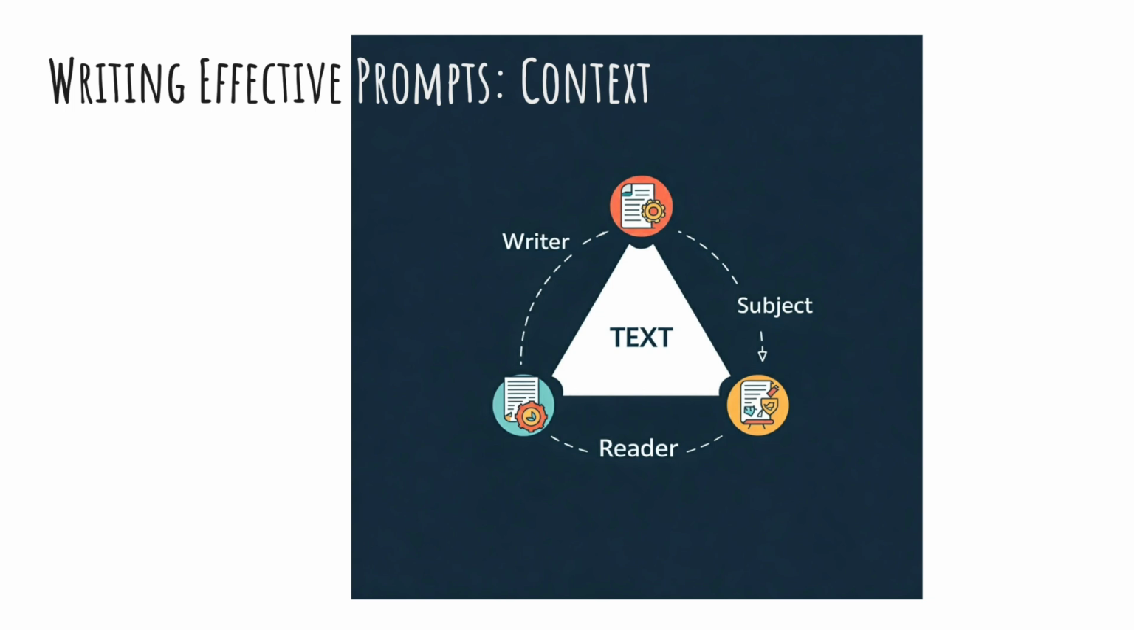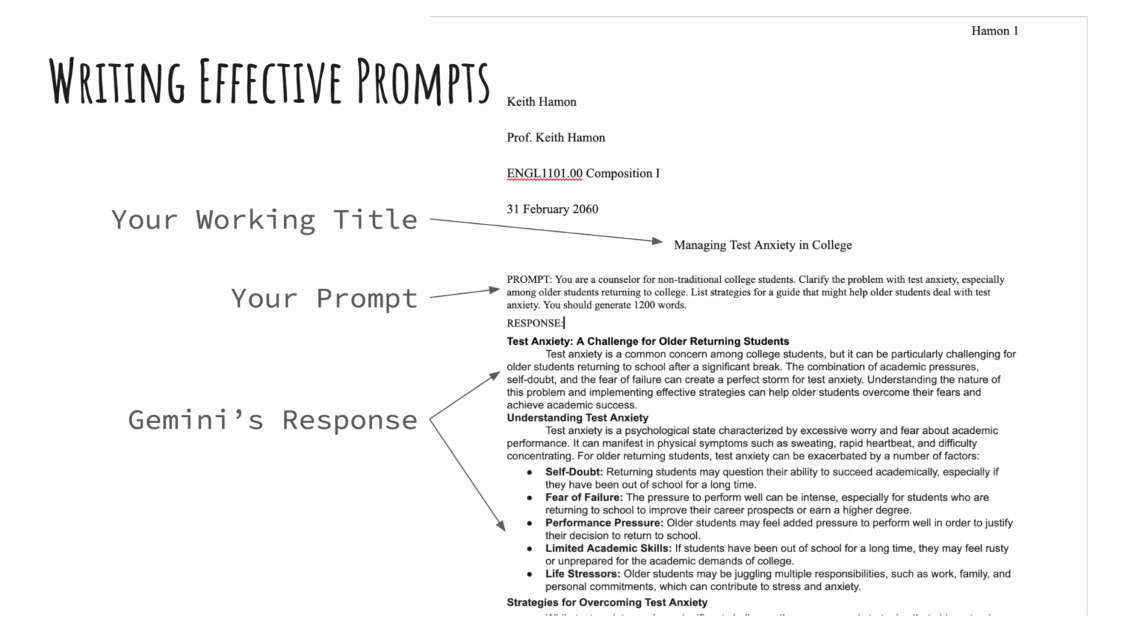This prompt broadly identifies the academic issue that I'm addressing, test anxiety, but it gives Gemini no context. It doesn't tell Gemini who is talking to whom using what kind of text. Gemini needs to know that, just as all of your readers need to know. So instead, I could provide Gemini with a better prompt, something like this.